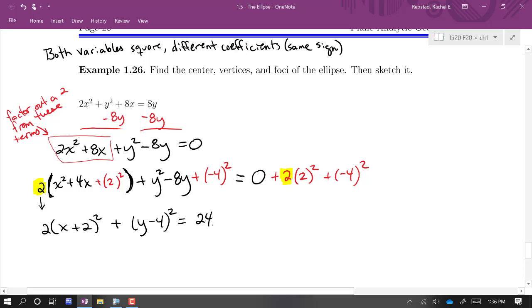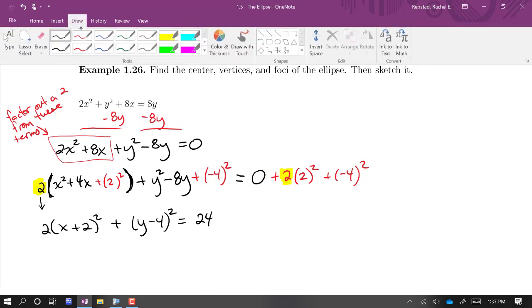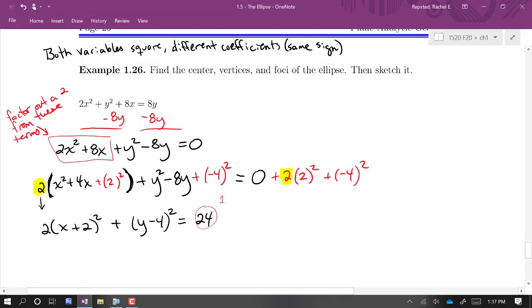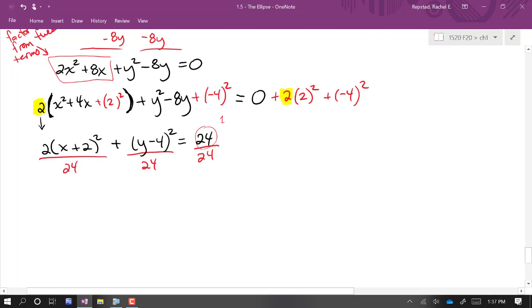It's still not in standard form yet. I'm going to give you a few seconds, see if you can identify why it's not in standard form. And to be in standard form, this needs to be a 1, right? So I'm going to divide through by 24. So I've got x plus 2 squared over 12 plus y minus 4 squared over 24 equals 1. There's your standard form.